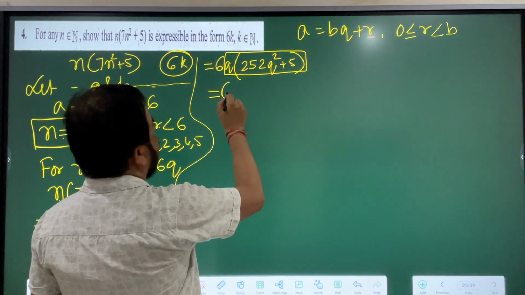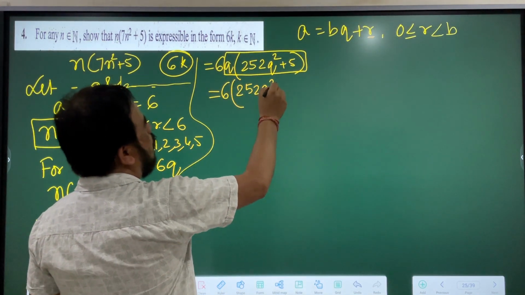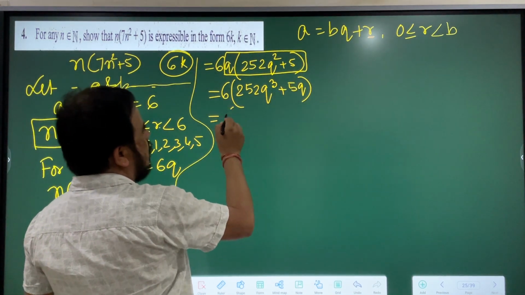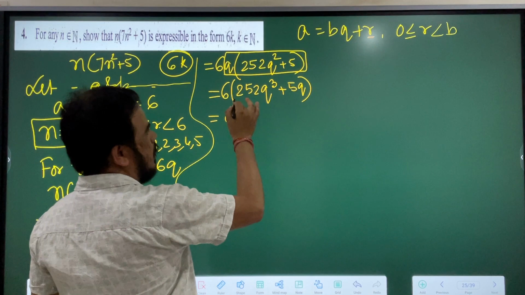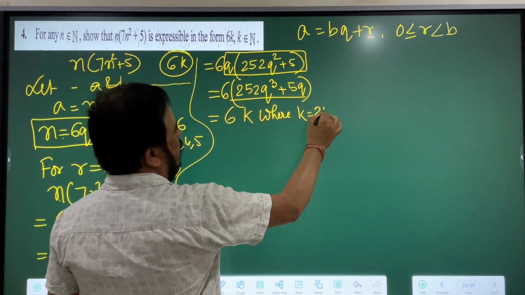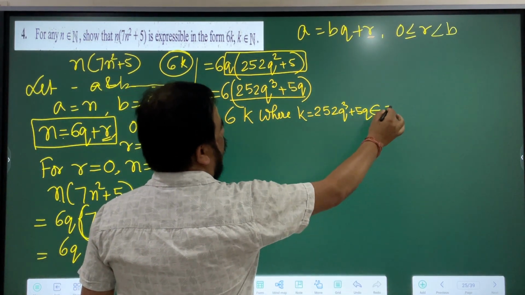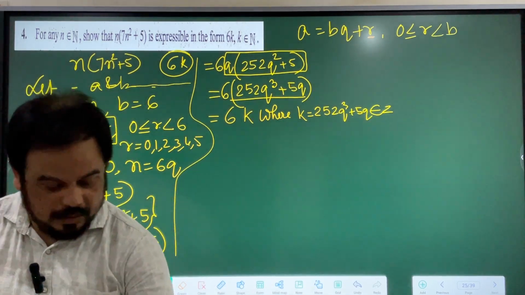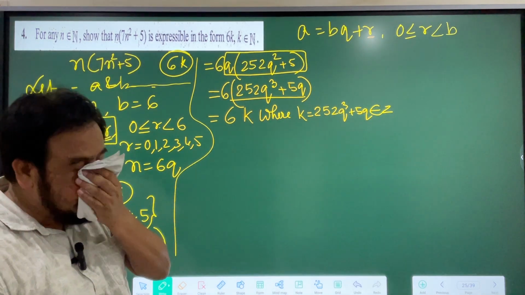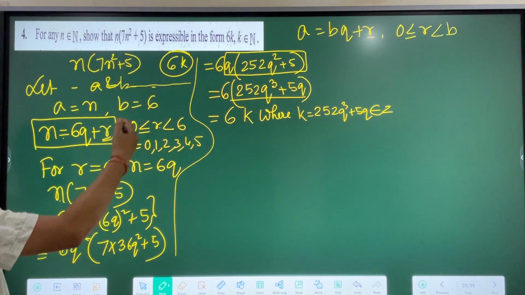This one we can just make like 6 bracket 252q cube. Let us multiply 5q. Now also you can write 6k. No problem for us. This is k, where k belongs to Z. This you must write. Remember that. Let us see if the calculation is correct or not. Yes, the calculation is correct. Now, by putting r equals 0, we have finished the work.